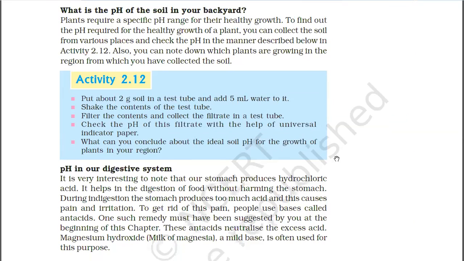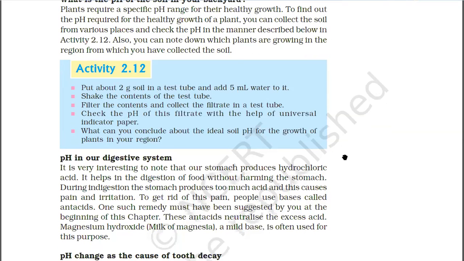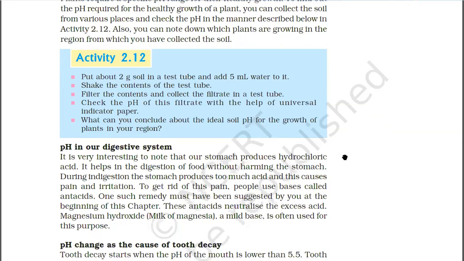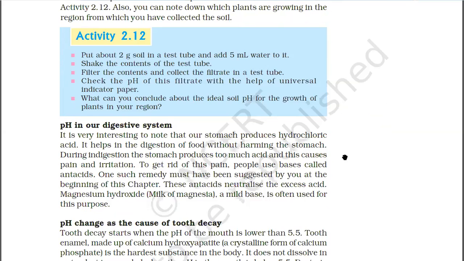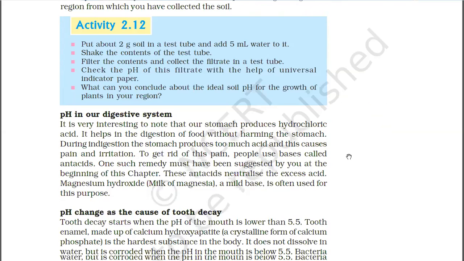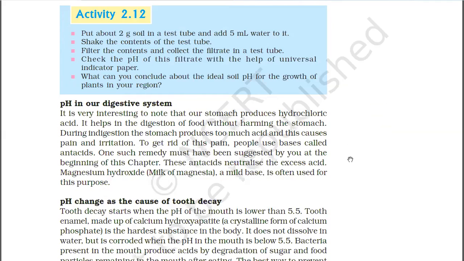Activity 2.12. Put about 2 grams of soil in a test tube and add 5 ml water to it. Shake the contents of the test tube. Filter the contents and collect the filtrate in a test tube. Check the pH of this filtrate with the help of universal indicator paper. What can you conclude about the ideal soil pH for the growth of plants in your region?